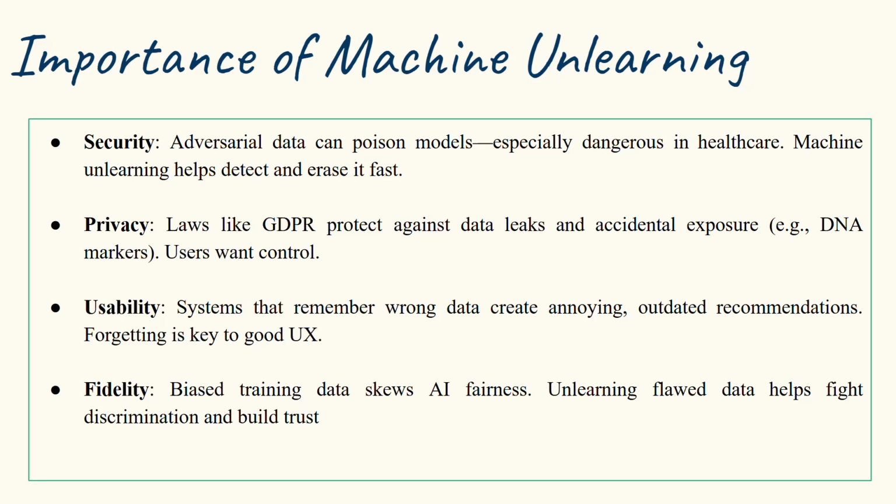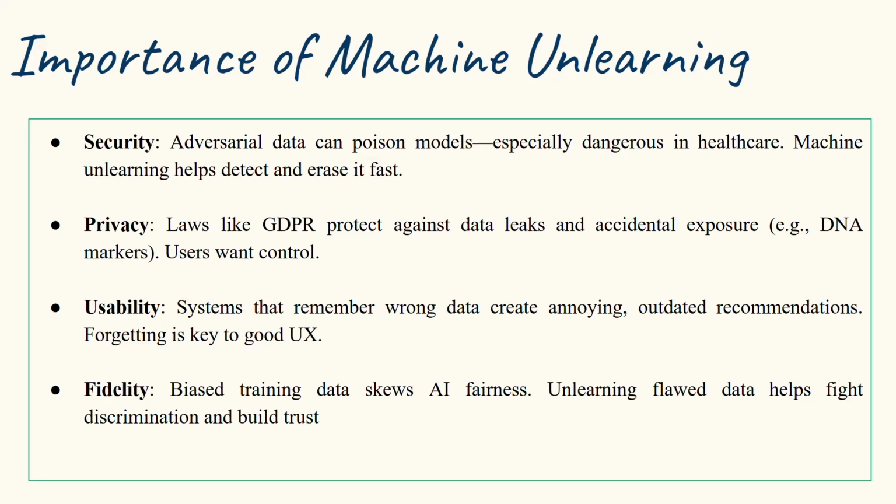Let's dive in. First, security. Picture this: a deep learning model humming along, helping doctors diagnose patients. Suddenly, an attacker slips in adversarial data, fake inputs so sneaky even humans can't spot the difference. The model stumbles, spitting out wrong predictions. In healthcare, that could mean a misdiagnosis, a wrong treatment, or worse. To fight back, the system needs to detect this poison and wipe it out fast with something called machine unlearning. It's not just about protection, it's about survival.